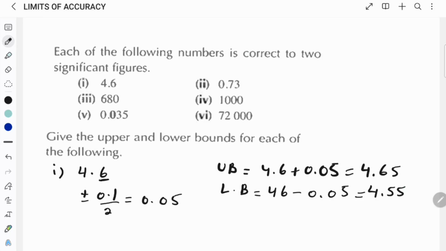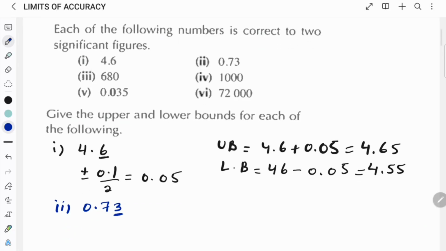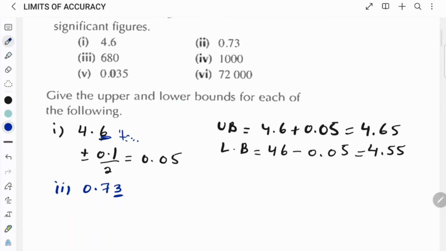Alright, now part 2 is 0.73. What is the value of the second significant figure? That is the 100th number. The first was the 10th number, meaning 0.1, and this is the 100th number, the value. The place value you all have done in your previous classes. So that means 0.01. Okay, corrected to 0.01.